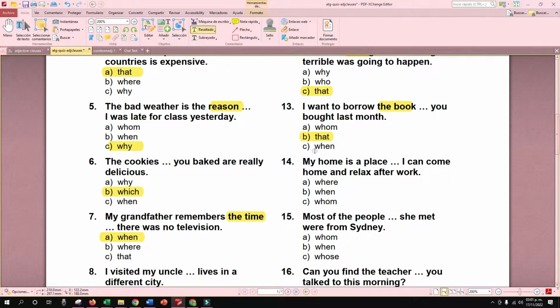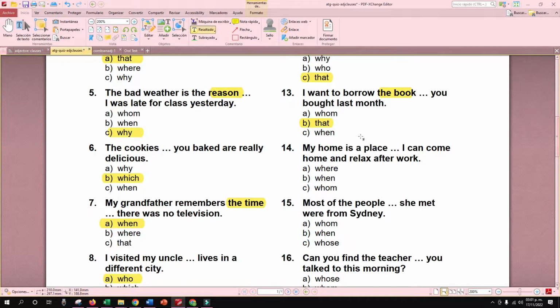So there you have 14. My home is a place I can come home and relax after work. So you have like a place. Look at this one. Where, when, or whom. Which could be that? That's easy, guys. Where. Excellent. Where I can come home and relax. Excellent. Thank you.